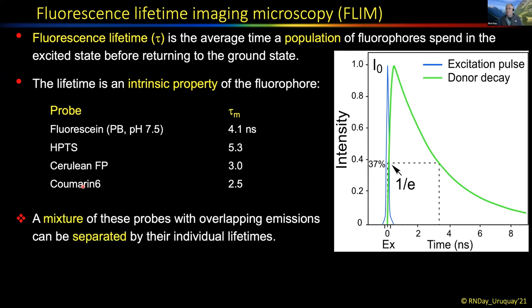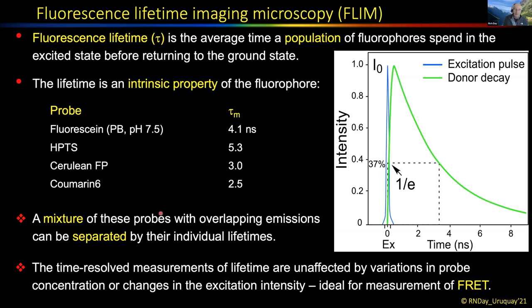Now, if I had a mixture of all four of these probes, their spectral overlap would make it impossible for me to know which of the probes was there and how much was there. However, based on their lifetimes and lifetime measurements, it would be possible for me to identify each of these components. Not only that, I could identify how much of each component was present. So I can separate these overlapping spectra by lifetime. The beauty of these time-resolved measurements is that they're unaffected by variations in probe concentration or changes in excitation intensity. So it's an ideal way of measuring FRET.